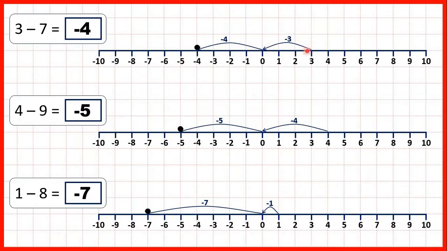So here, because we'd subtracted 3, we needed to subtract another 4, so got minus 4. Here, because we'd subtracted 4, we needed to subtract another 5, so got minus 5. And here, because we'd subtracted 1, we needed to subtract another 7, so that's why our answer was minus 7.